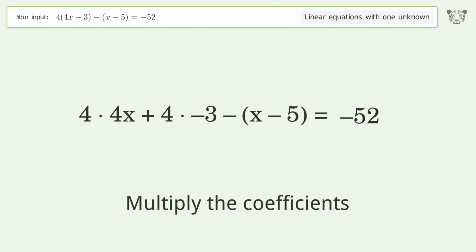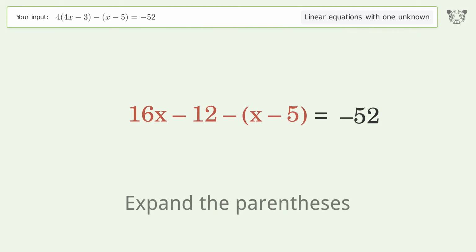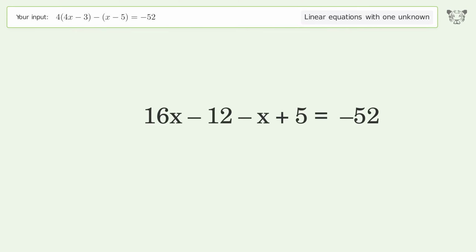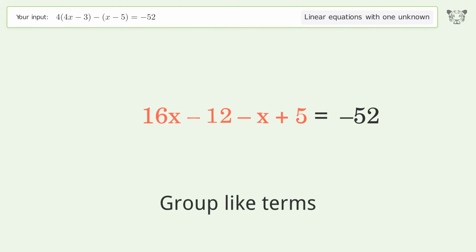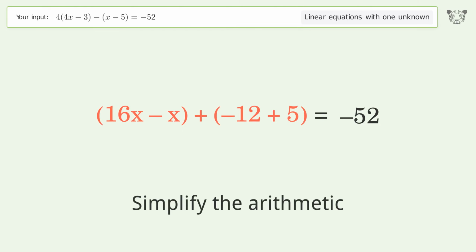Multiply the coefficients. Simplify the arithmetic. Expand the parentheses. Group like terms. Simplify the arithmetic.